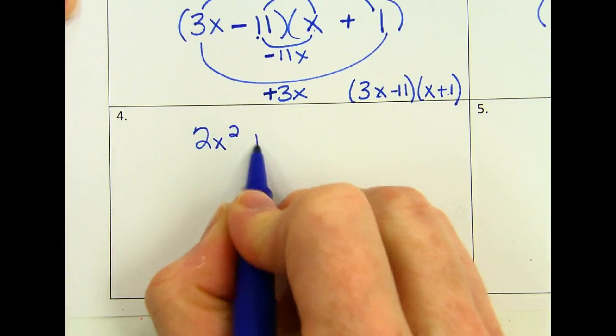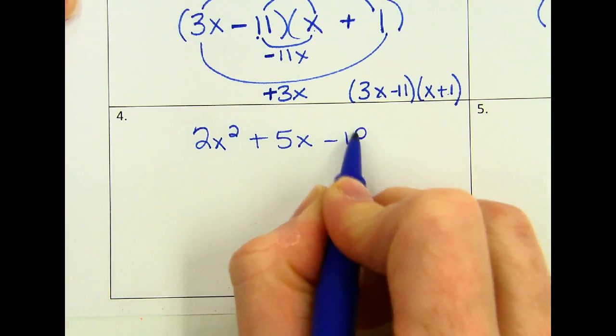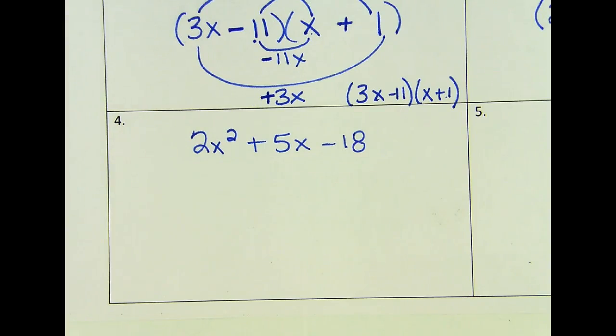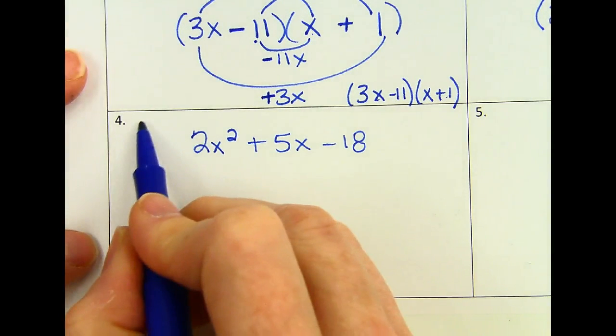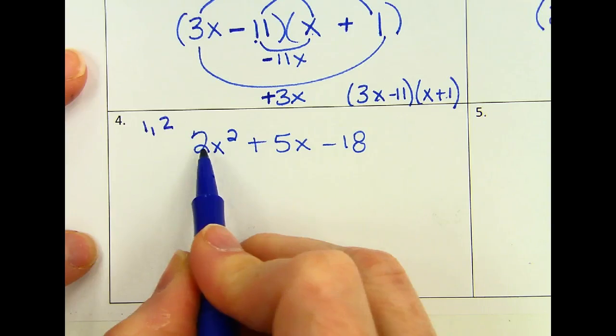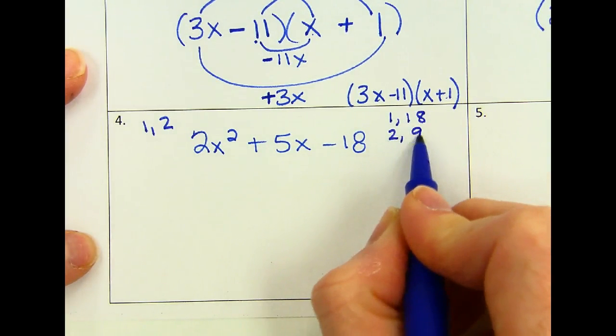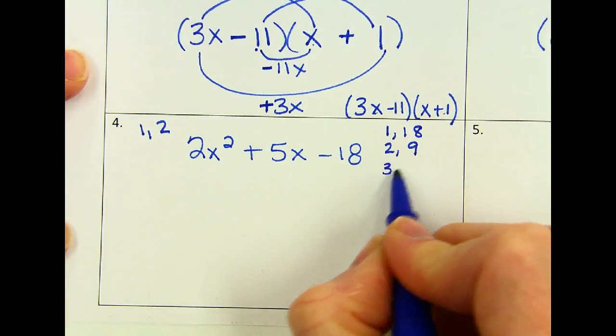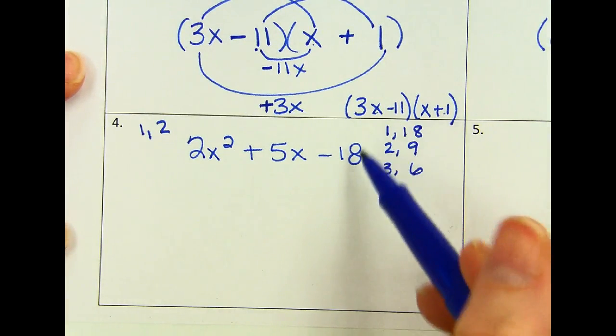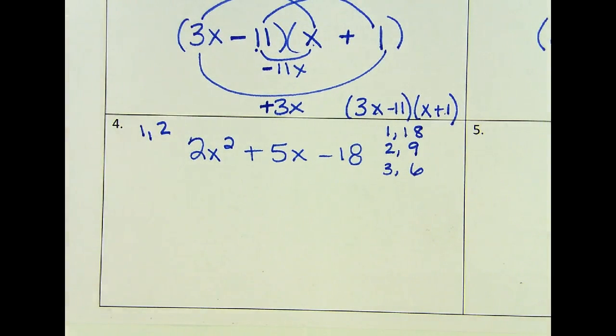2x squared plus 5x minus 18. So I'm upping it just a little bit more. So you have a 1 and 2 here for this prime number, and 18 has 1 and 18, has 2 and 9, and it has 3 and 6. So you're going to have quite a few more guesses with these numbers. So once again, pause the video, try it.